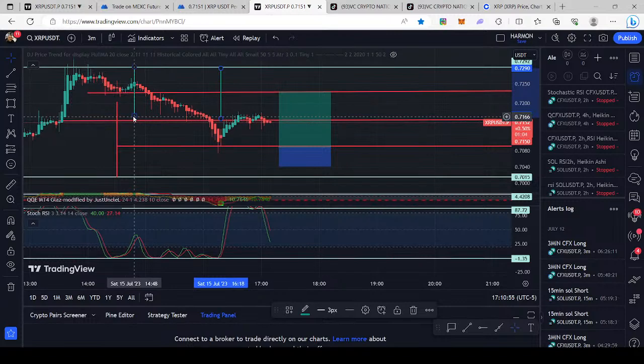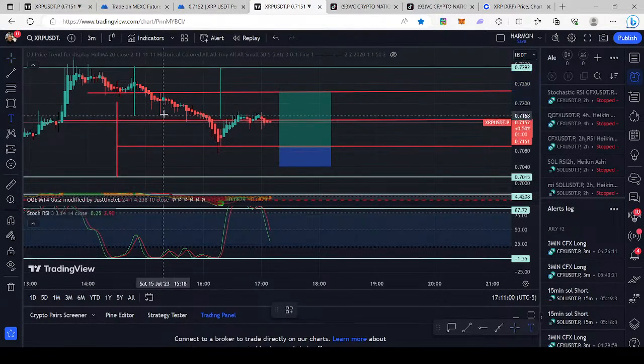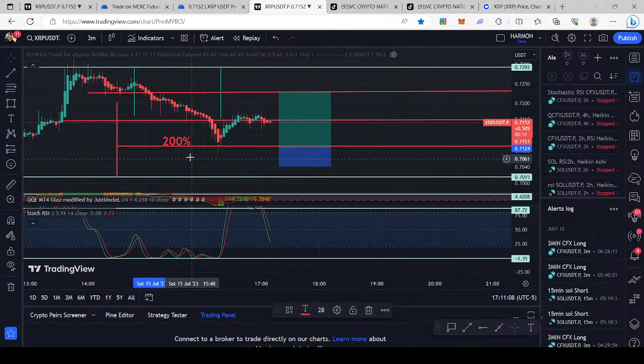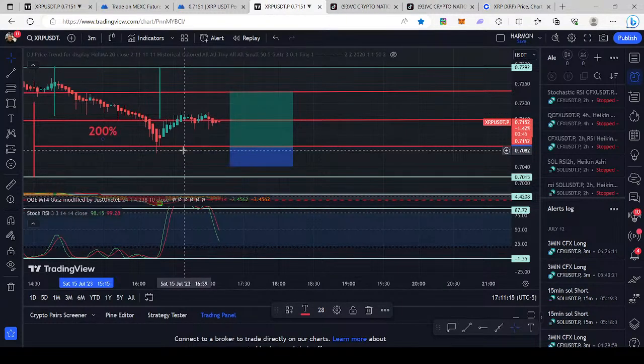And that would have been your area of profit. That was 200% right there. So this one trade is 200%, and all we were looking for was our 100%. So there's our 200% trade. We got a nice little short there. So this trade is over.